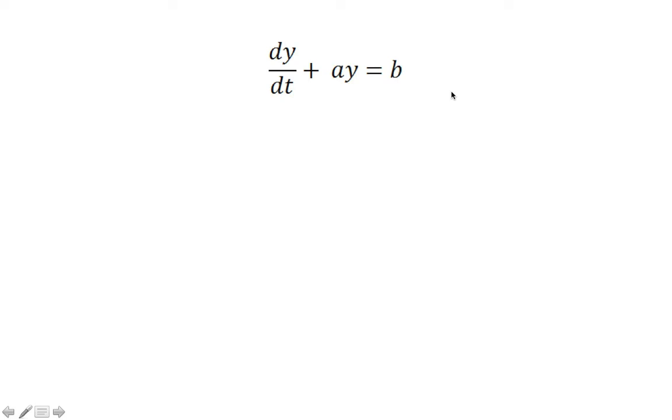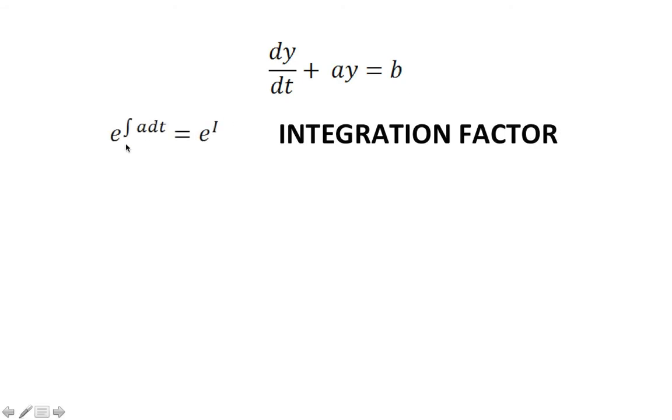This equation in general is not separable, but if we multiply it by an integration factor, then we will be able to separate and integrate it. It turns out that the appropriate integration factor is e to the integral a dt, or what we'll call e to the I. I won't tell you how we actually derive this integration factor. I'll just show you that it works.